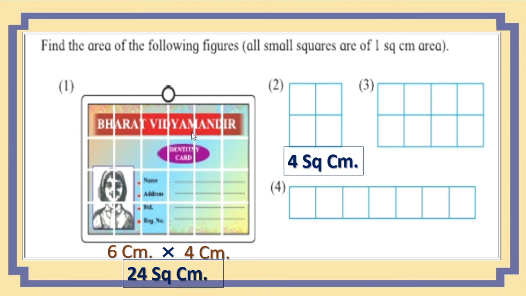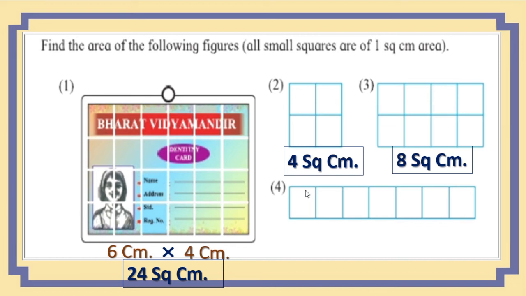Now, here we will move to the third one. 1, 2, 3, 4. Length 4 centimeter and breadth 2 centimeter. So, 4 twos are, very good, 8 square centimeter. Okay. Now we will move to the last one. Here only one line is there.